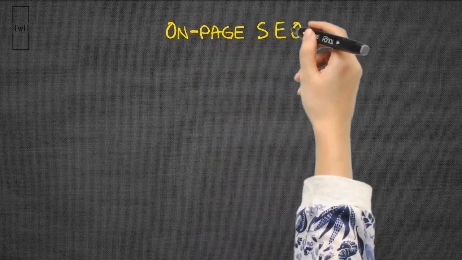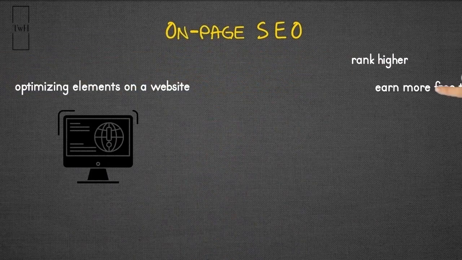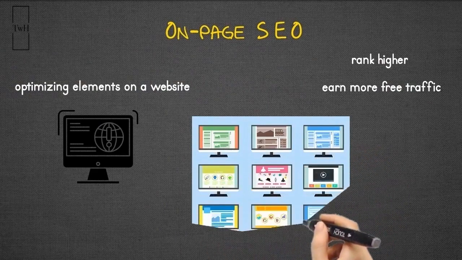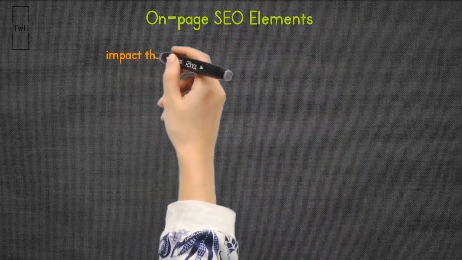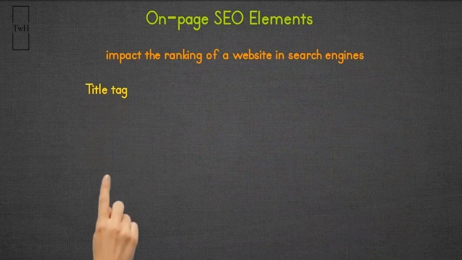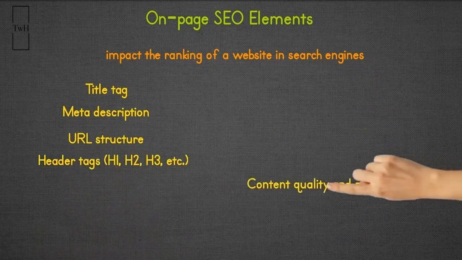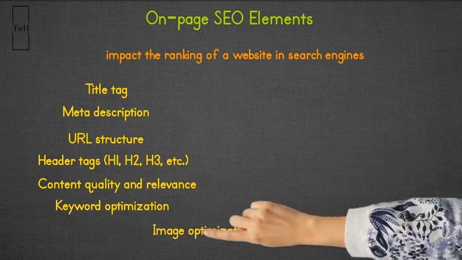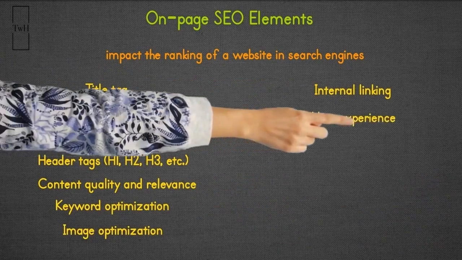On-page SEO. On-page SEO is the practice of optimizing elements on a website, the process to rank higher and earn more free traffic. On-page SEO also helps users quickly understand what a page is about. Here are some on-page SEO elements that can impact the ranking of a website in search engines: title tag, meta description, URL structure, header tags, content quality and relevance, keyword optimization, image optimization, internal linking, user experience, schema markup. You can take a screenshot to read later.